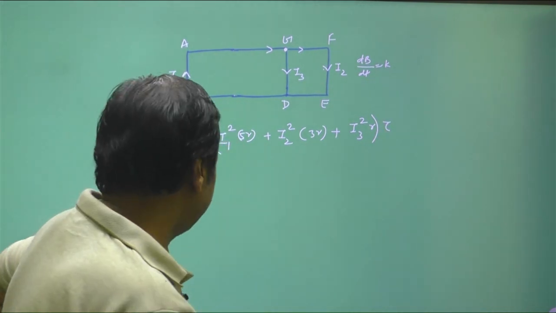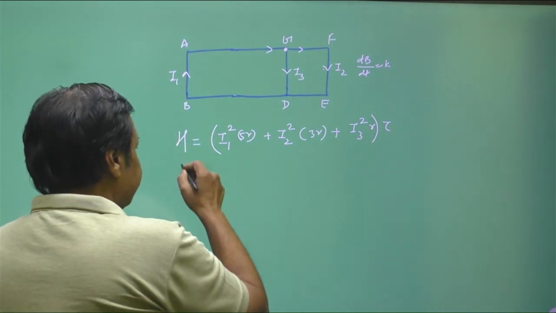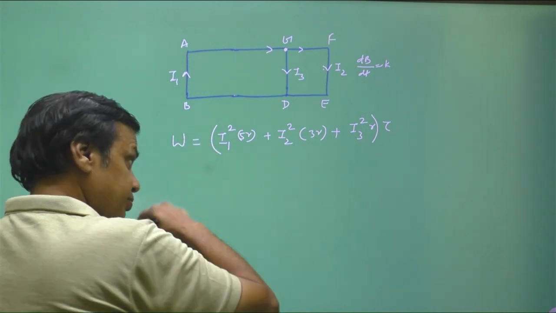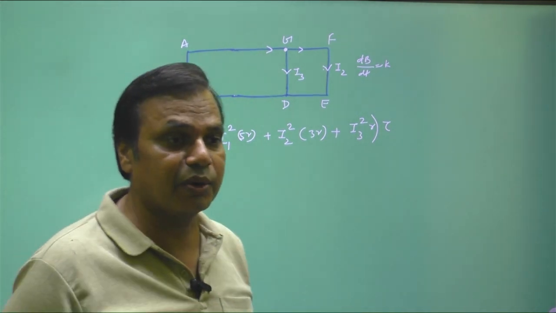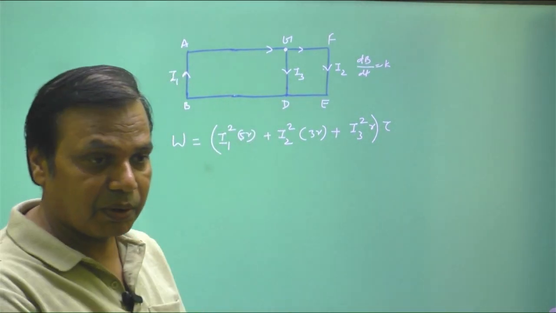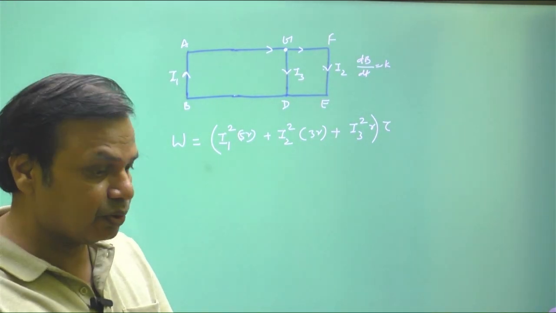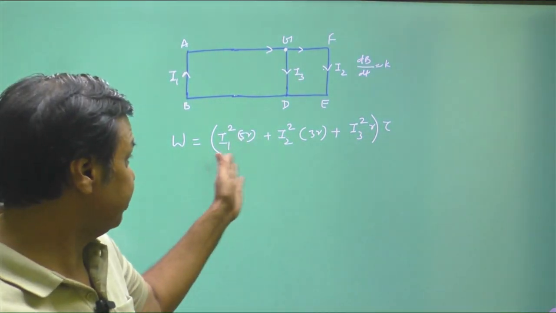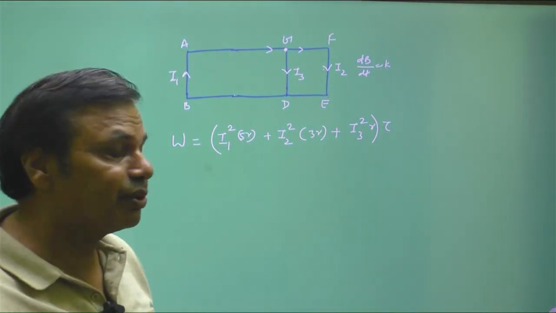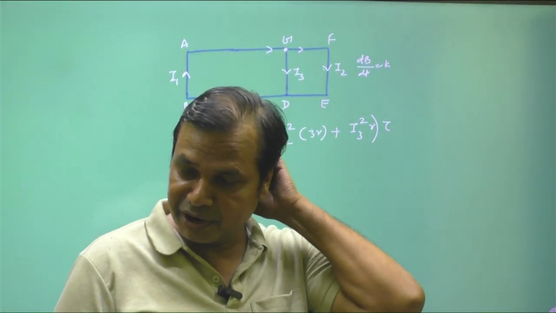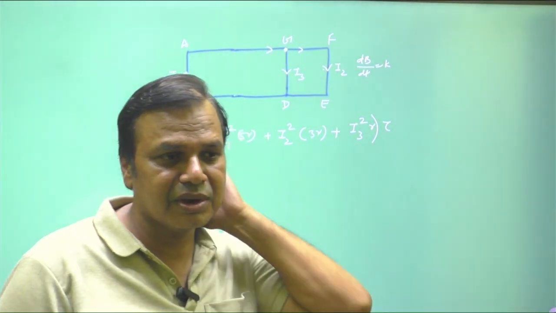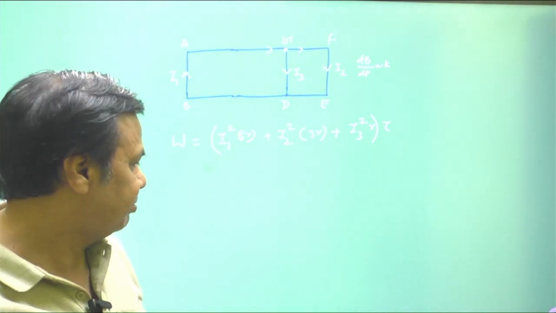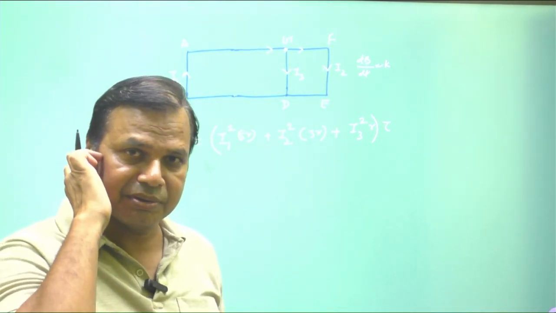H was also taken here, it was written perhaps W. So in time tau, the total heat lost by the circuit is this. You can put the values of I1, I2 and I3 and get your result. I don't have the result because I didn't calculate it, sorry.